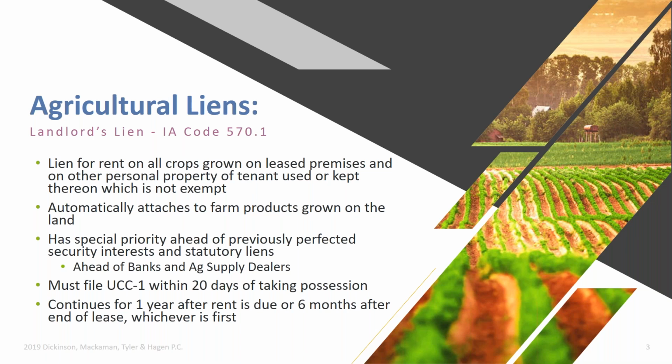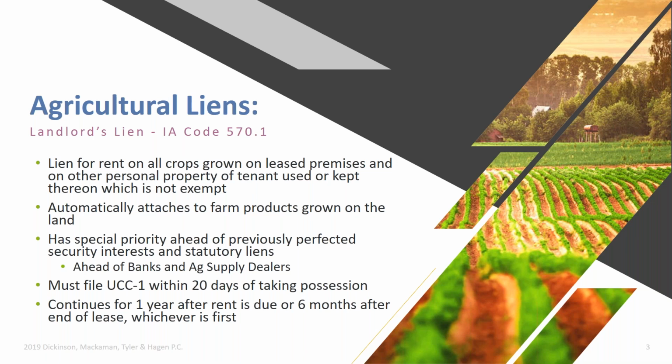So let's jump right into landlord's liens. That's Iowa Code Section 570. That provision provides that a landlord shall have a lien for the rent upon all crops grown upon the leased premises and upon any other personal property of the tenant which has been used or kept thereon during the term which is not exempt from execution. So a landlord's lien is a lien for rent on all crops grown on the leased premises and on other personal property that's kept thereon.